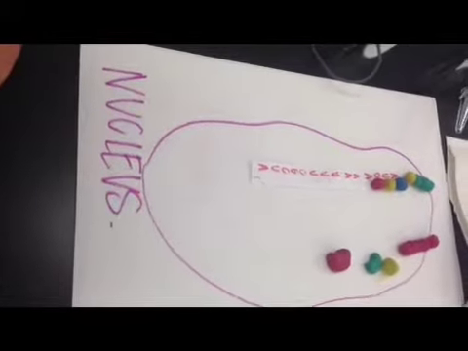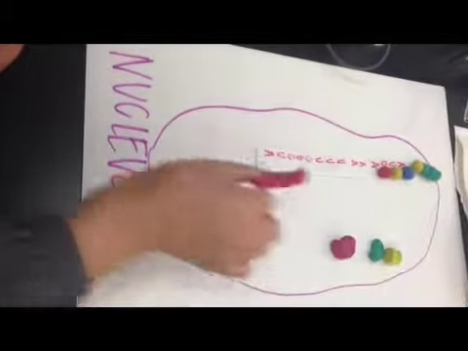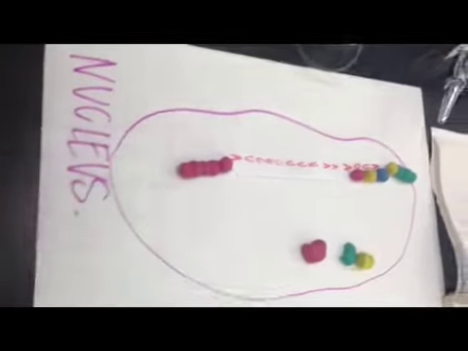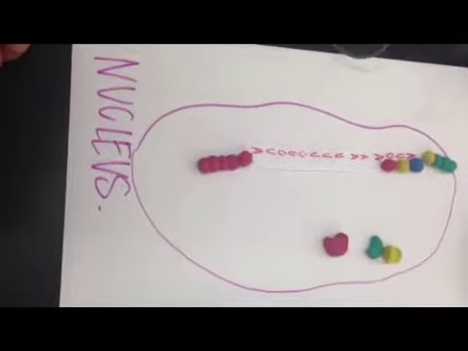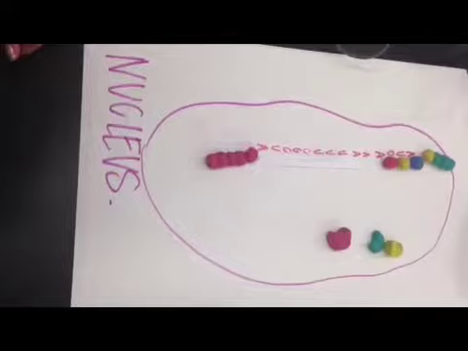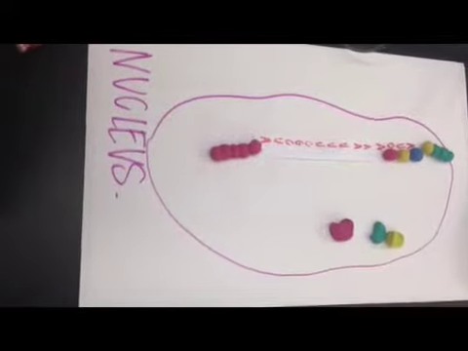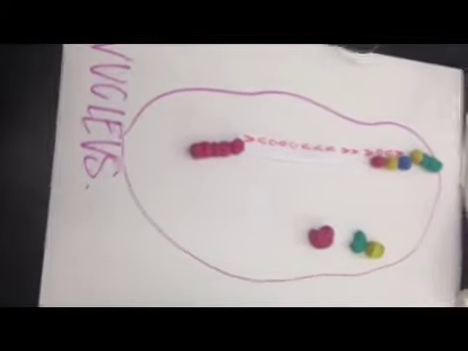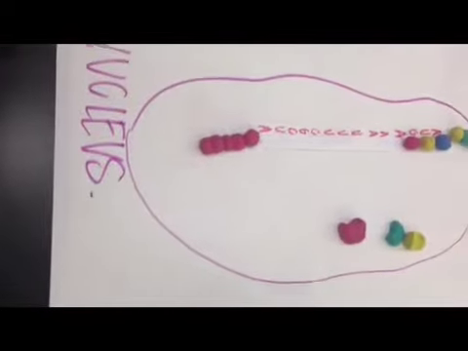Next, a poly A tail is attached to the 3' end of the mRNA. The tail consists of about 200 adenine nucleotides. It provides stability to the mRNA and also appears to control the movement of the mRNA across the nuclear envelope.